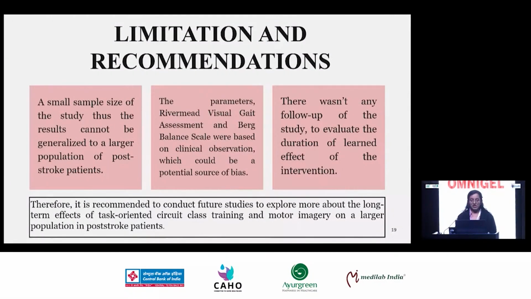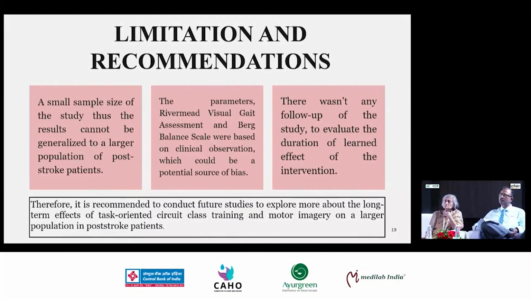The limitations and recommendations: the study had a small sample size, thus the result cannot be generalized to a larger population of post-stroke patients. The parameters, Rivermead visual gait assessment and the walk balance scale, were based on clinical observation, which could be a potential source of bias. There wasn't any follow-up of the study to evaluate the duration of the learned effect of the intervention. Therefore, it is recommended to conduct further studies to explore more about long-term effects of task-oriented circuit class training and motor imagery on a larger population in post-stroke patients.